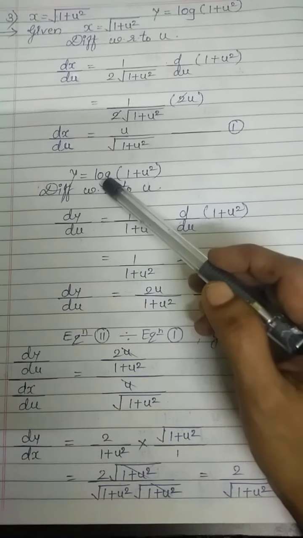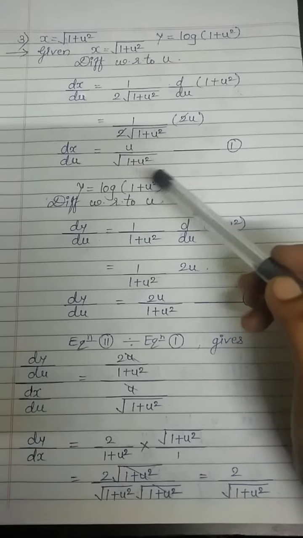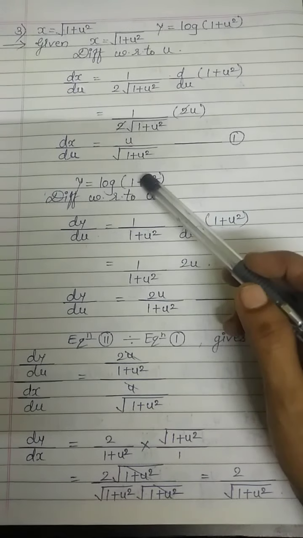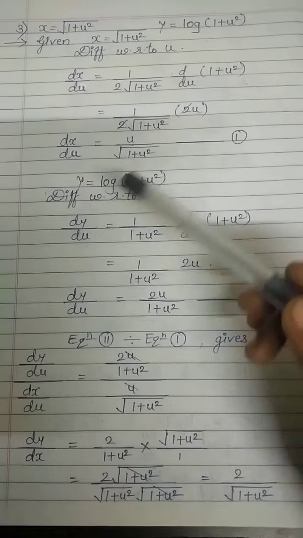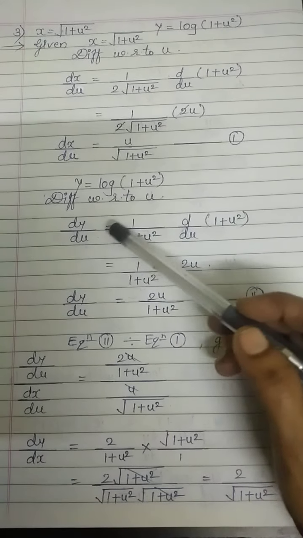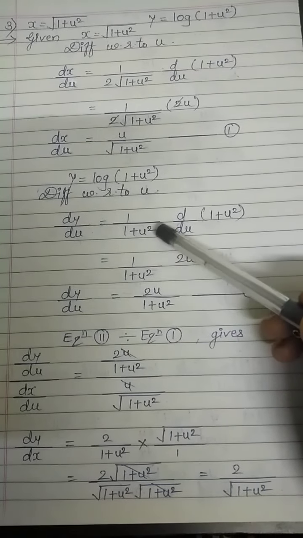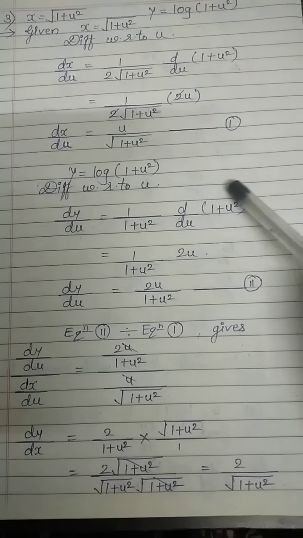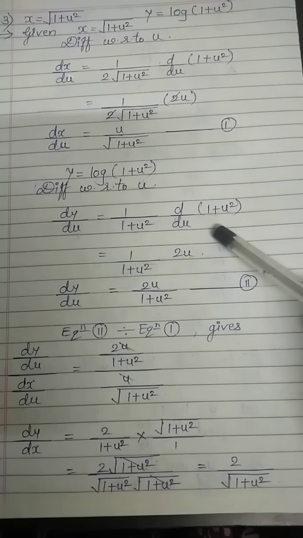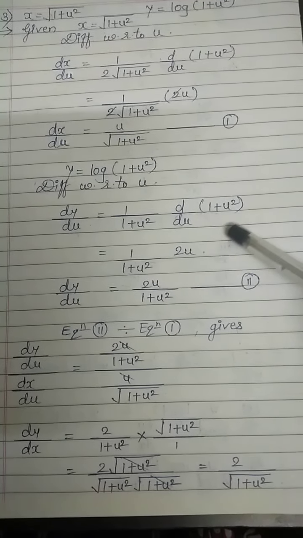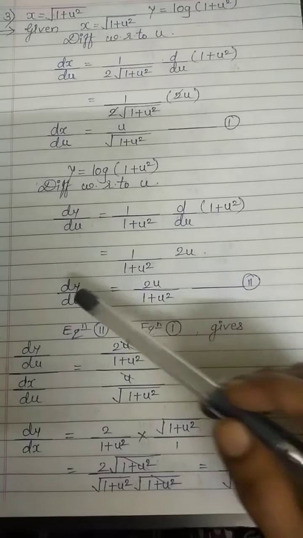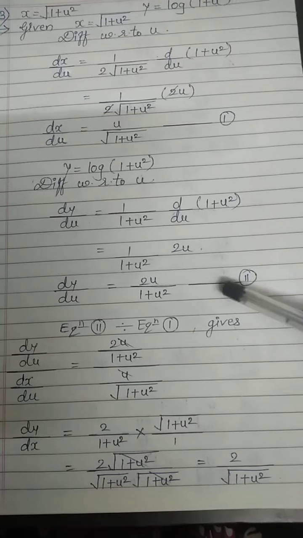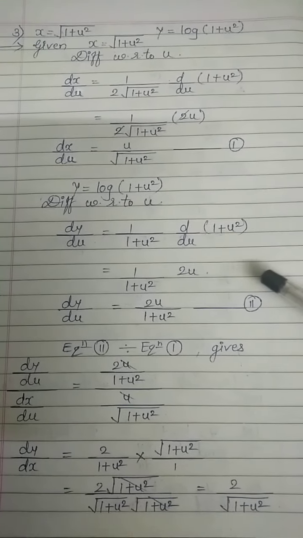Now y is equal to log of 1 plus u square. Differentiating with respect to u, as we know derivative of log x is 1 upon x, we use that concept. So dy by du is equal to 1 upon 1 plus u square into derivative of 1 plus u square. Now derivative of 1 is 0 plus 2u, that is 2u. So dy by du is equal to 2u upon 1 plus u square. We call this equation number 2.